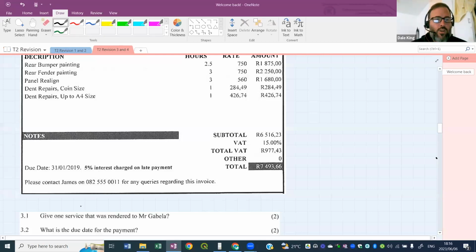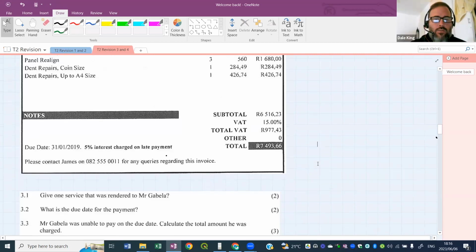Question 3.2 at the bottom. What is the due date for the payment? Oh, another easy 2 marks. I wish you would get this kind of question. Yes, everyone's saying 31st of January 2019. That is the due date for the payment. He has to pay by that day. If he doesn't, interest gets charged. So that is a due date that he's got to keep to. Well done, guys. Easy, easy marks.